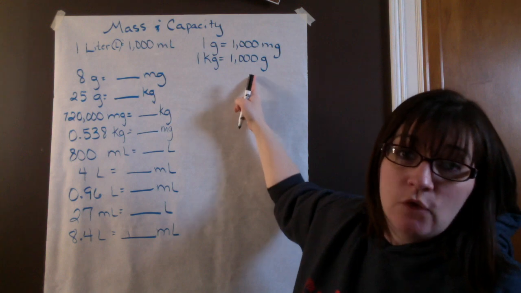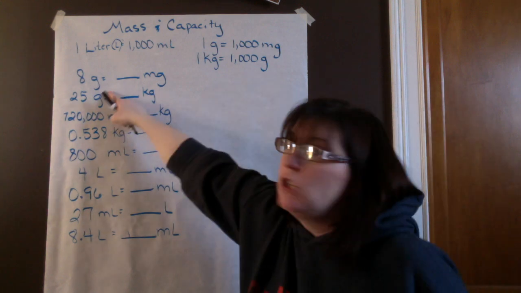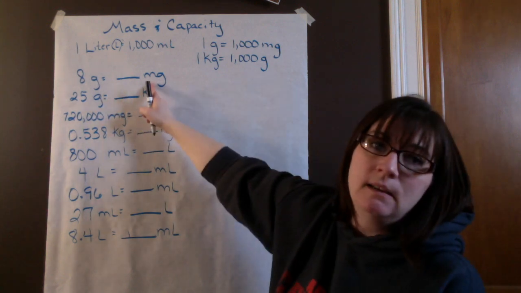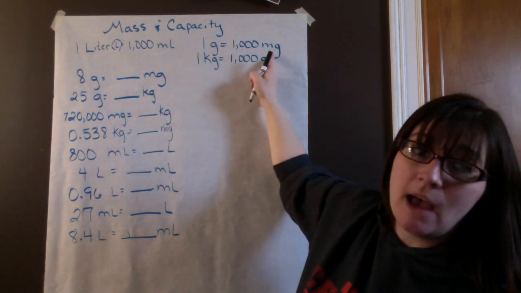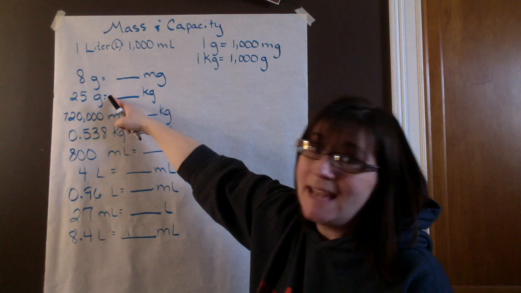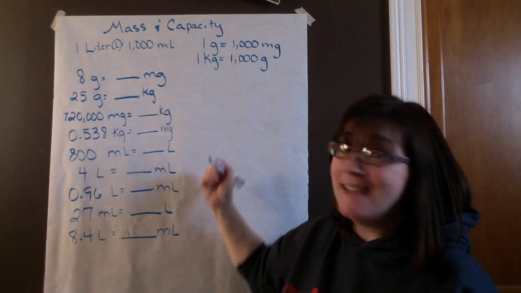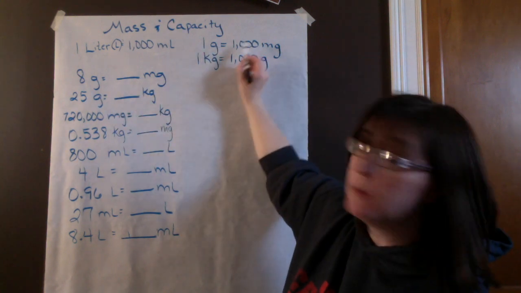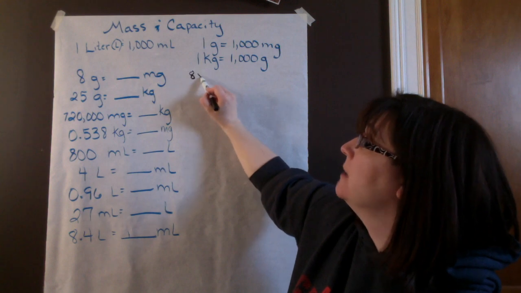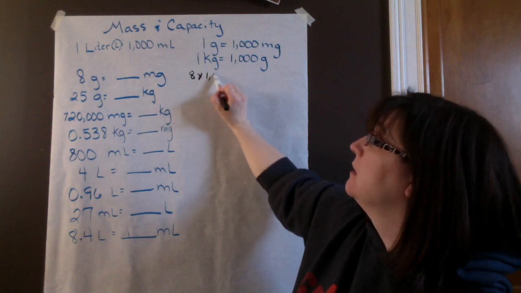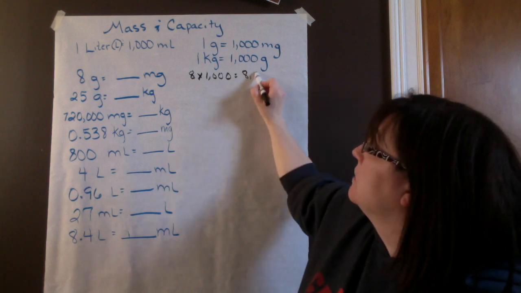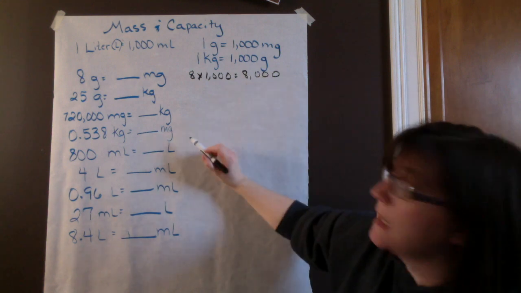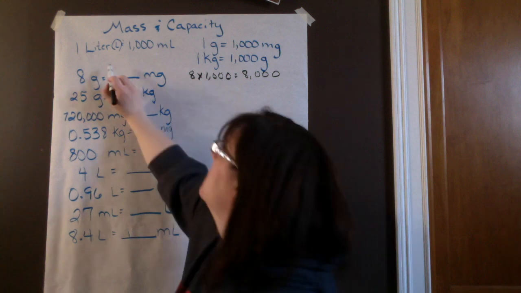So that's these over here, okay? So I'm changing 8 grams into milligrams. Well, here I have 1 gram equals 1,000 milligrams. So 8 grams, I'm going to take 8 because 1 gram equals 1,000. So 8 grams times 1,000 is going to give me 8,000. So this one's going to be 8,000 milligrams.